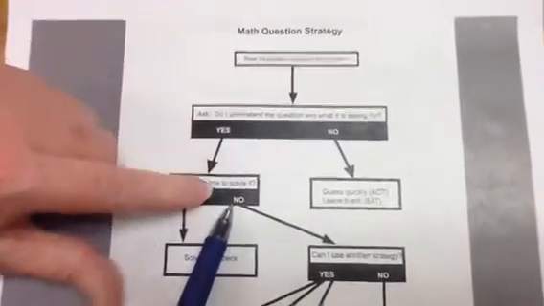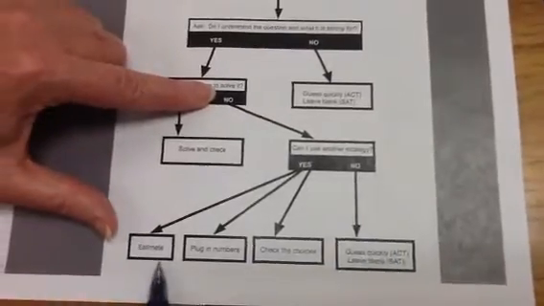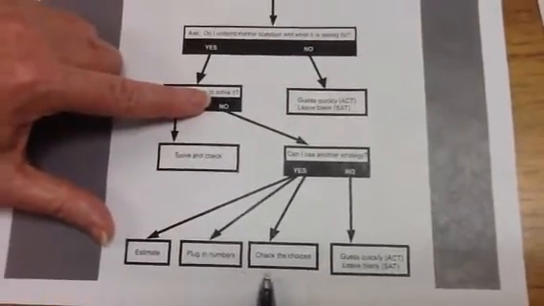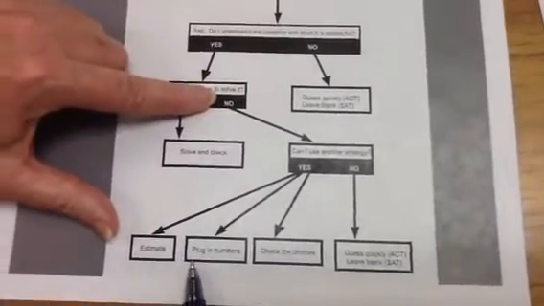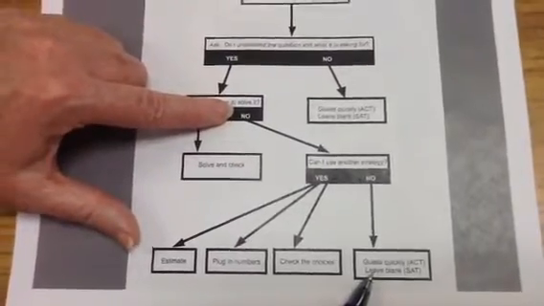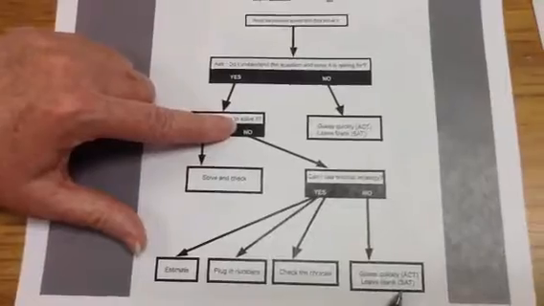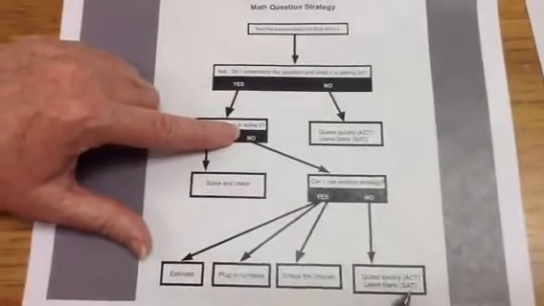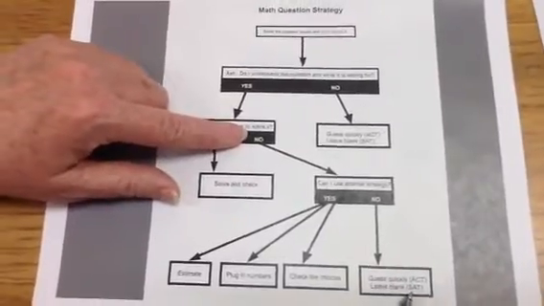If your answer is no up here, then you say, can I use another strategy? Can I estimate? Can I plug in numbers? Can I check the choices? Those are all those strategies that we talked about. If your answer is no, then you're going to guess. If you can throw that odd man out, it improves your chances. If you're taking an SAT, leave it blank because wrong answers do count against you. But on the ACT and Compass, they do not.